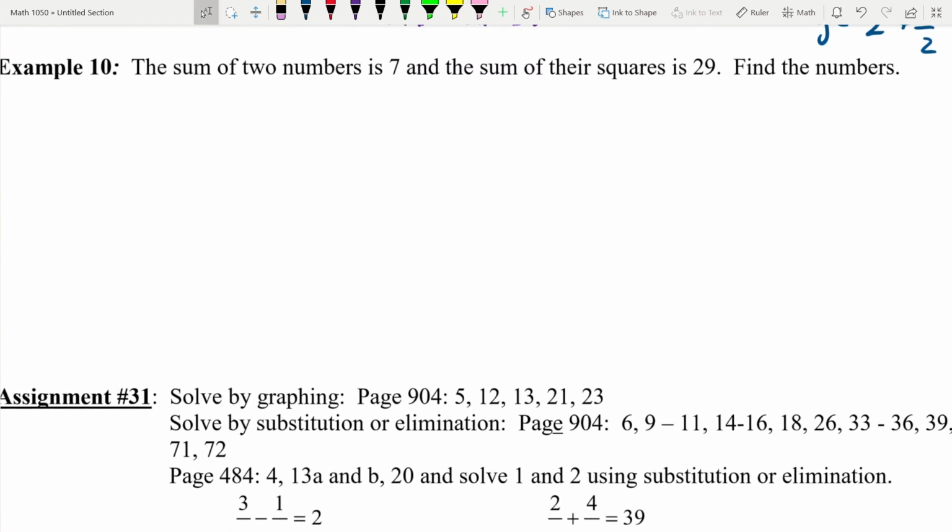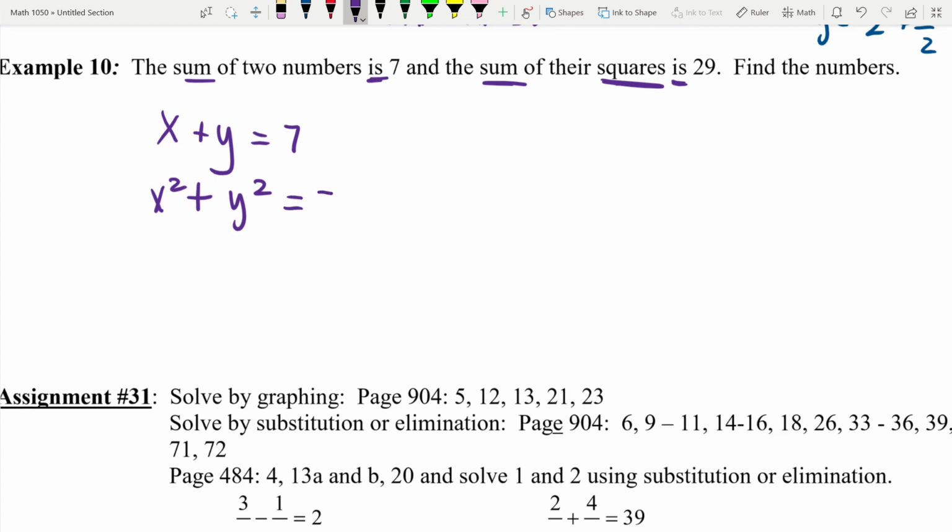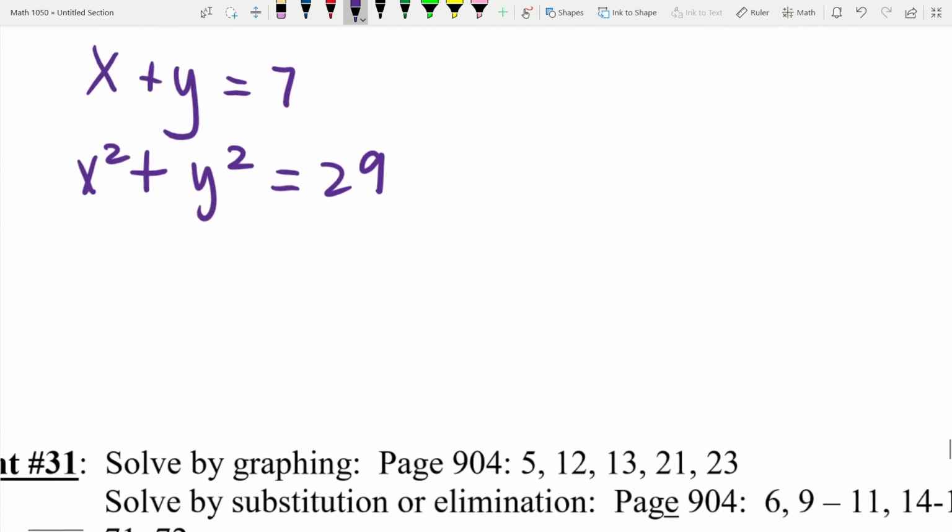Let's do it. The sum of 2 numbers is 7. Somebody tell me what sum means. What does that mean? Add. So what if I don't know the numbers, what should I put for the numbers? X and Y. So if you take X and you add it to Y, what does the word "is" translate into in math? It's like we're in Spanish class right now. So it's equals 7. The sum of their squares, so again adding, what does that mean? X squared and Y squared. So the sum of their squares is, which translates to equals 29. There's your setup.